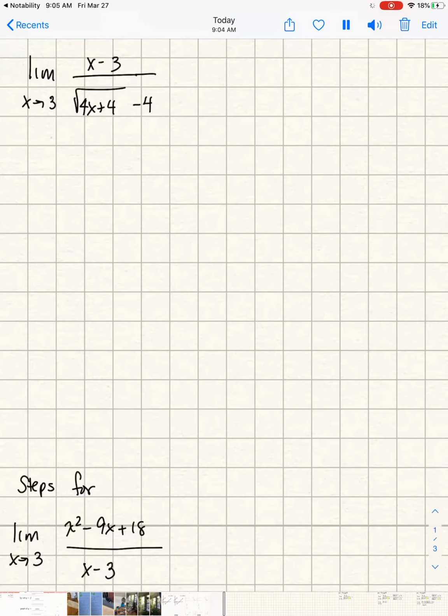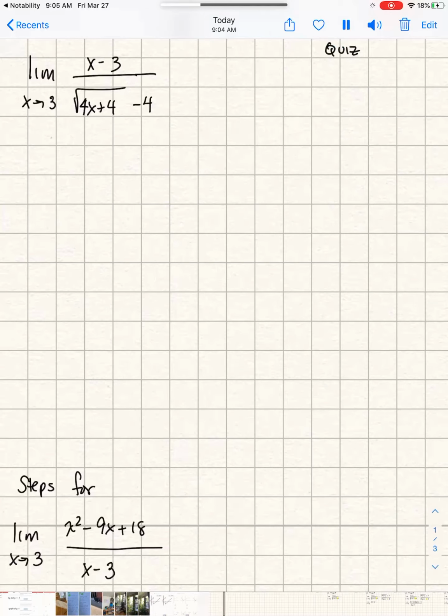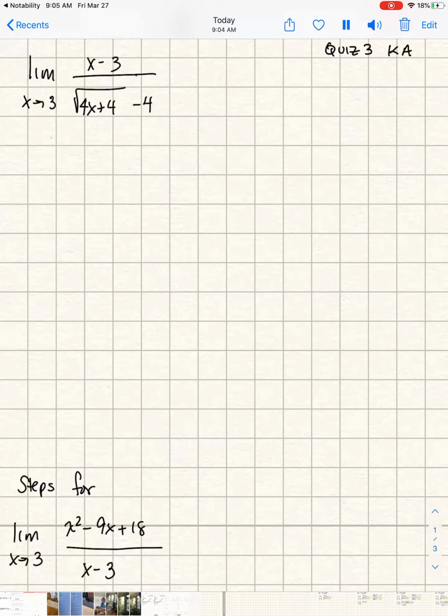All right, guys, so this next problem that we have is from quiz 3. So this is from quiz 3 Khan Academy, and you're going to get questions like this, and you guys need to use the conjugate here. I'm going to do another one with factoring, and so what happens now is when we plug in, you're going to plug in the 3.